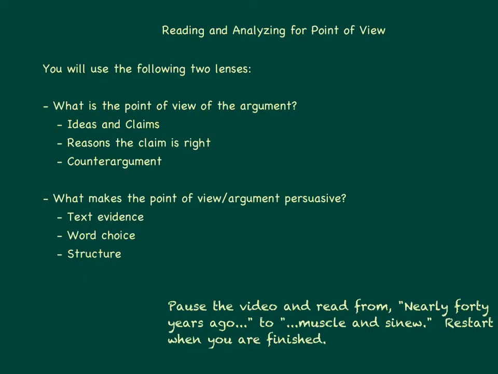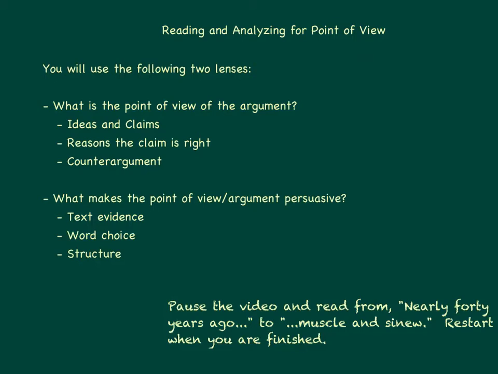When you read and analyze point of view, there are two lenses you look through. The first is, what is the point of view of the argument? In this case, you're going to highlight and identify ideas and claims, reasons the claim is right, and counterargument. The other lens is what makes the point of view or argument persuasive. And here you would highlight and identify text evidence, word choice, and structure. In the case of analyzing text for point of view, we don't choose one lens. For word choice and textual evidence, we've chosen one lens, but in this case, we actually have to use both.